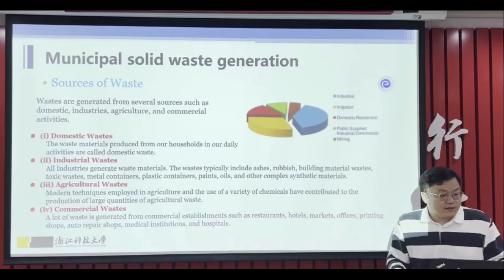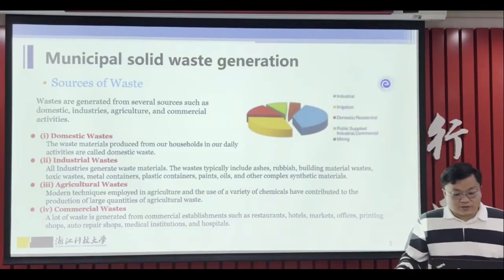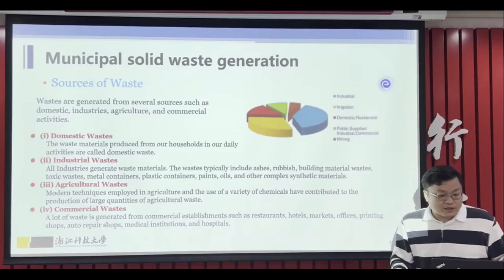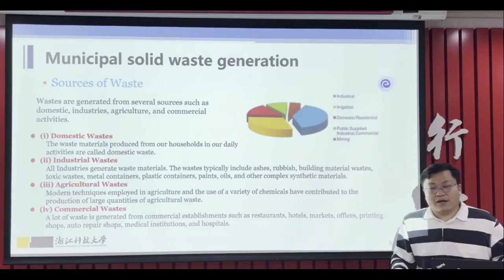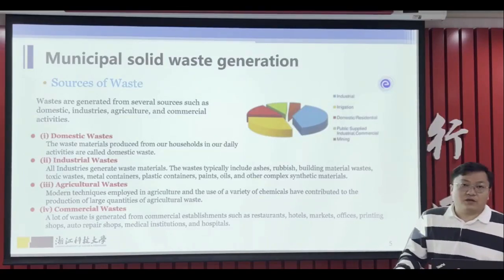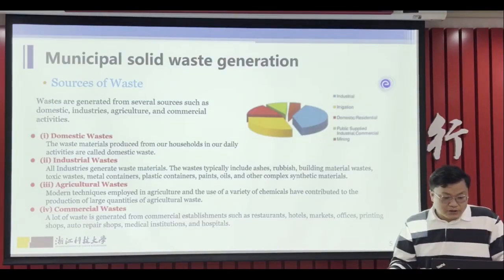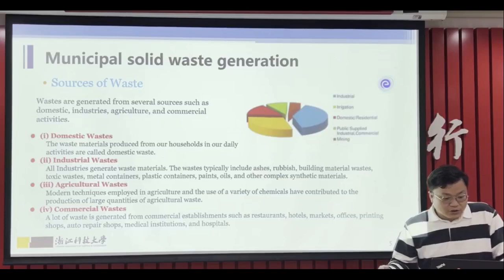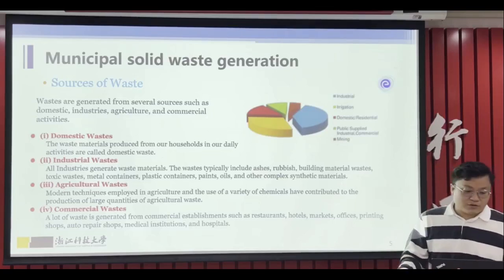And then is industrial waste. All industries generate waste materials. The waste typically includes ash, for example, the ash from power plants and from some chemical processes, and also rubbish, building material waste, toxic waste, metal containers, plastic containers, paints, oils, and other complex synthetic materials. They are all industrial wastes.